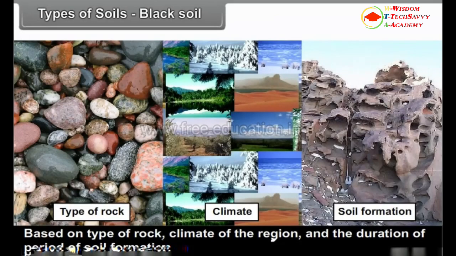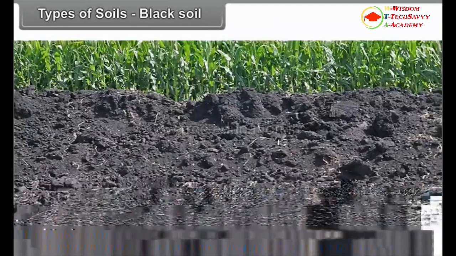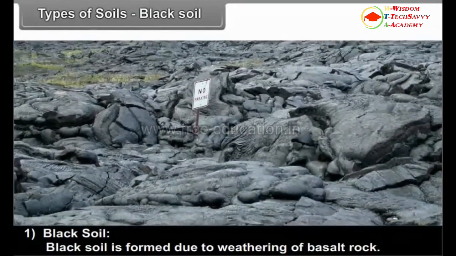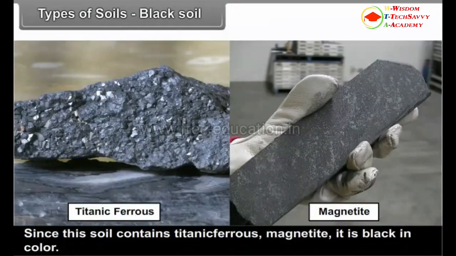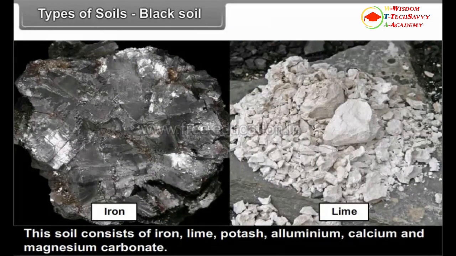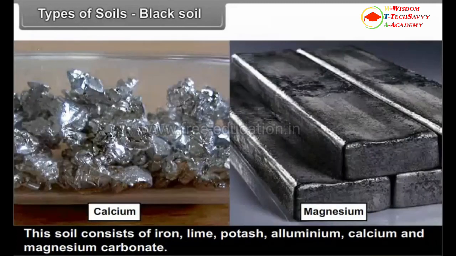Types of soils. Based on type of rock, climate of the region, and the duration of period of soil formation, we come across different types of soils. Black soil. Black soil is formed due to weathering of basalt rock. Since this soil contains titaniferous magnetite, it is black in color. This soil consists of iron, lime, potash, aluminium, calcium, and magnesium carbonate.